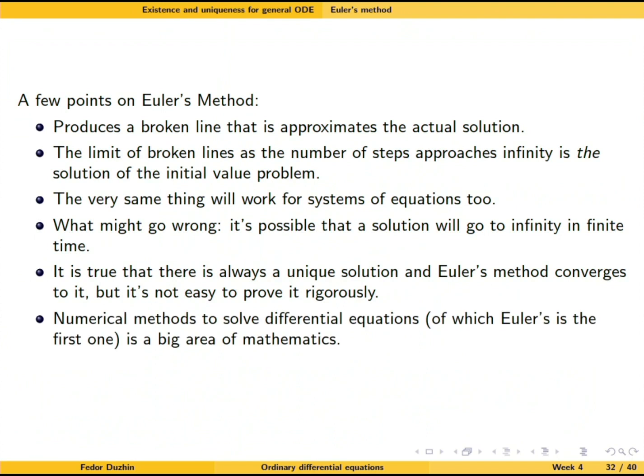So Euler's method is the simplest method to solve differential equations numerically, meaning compute the values of solutions approximately on the computer. And numerical methods is a big area of mathematics, so those of you who chose the applied track, you're going to learn more about numerical methods, but it's just for your information that there are many of them, and Euler's is just the simplest one, but it is actually big.